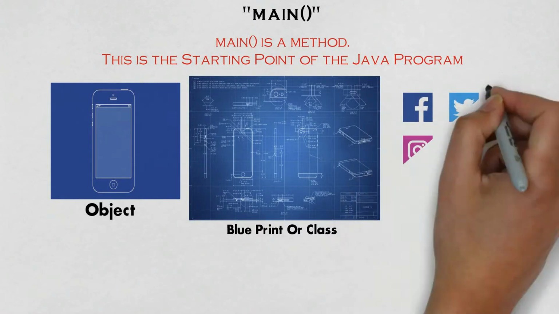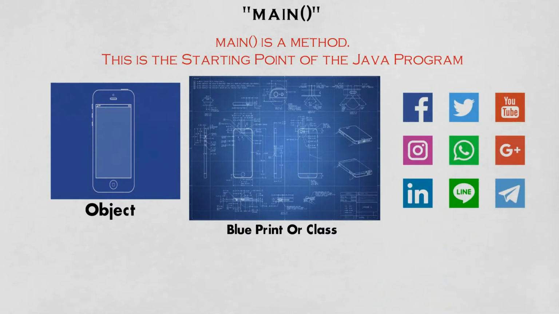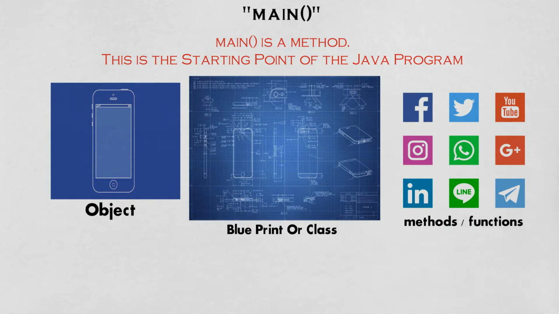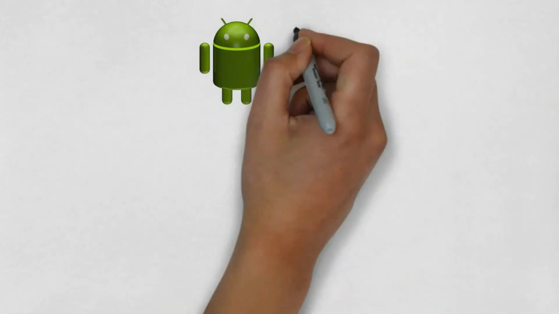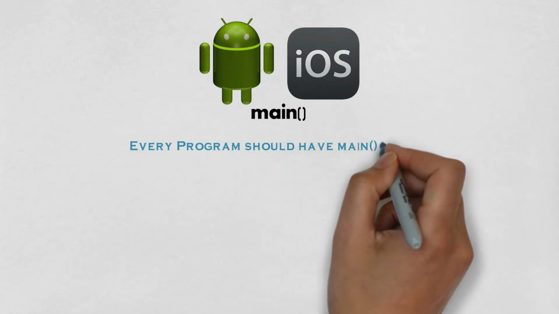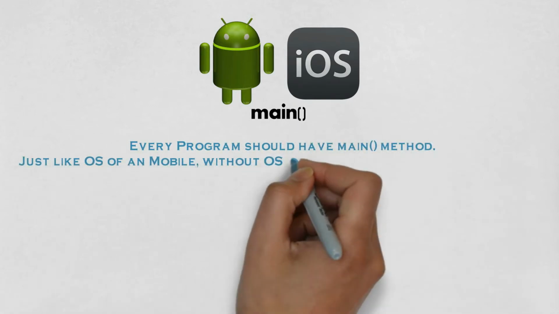Every function performs some kind of task which may or may not be used. However, if the main function is not present, your program cannot run. For example, just like an operating system, Android in the case of Android phones and iOS in the case of Apple phones, without the OS the phone cannot run. Similar is the case with the main method.